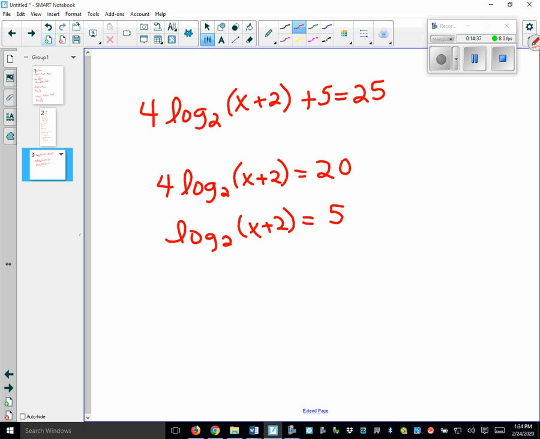Are you stuck? You put it in exponential form. So what is that? 2 to the 5th equals x plus 2. 32 equals x plus 2. What is x? Now, will 30 work? Yes.